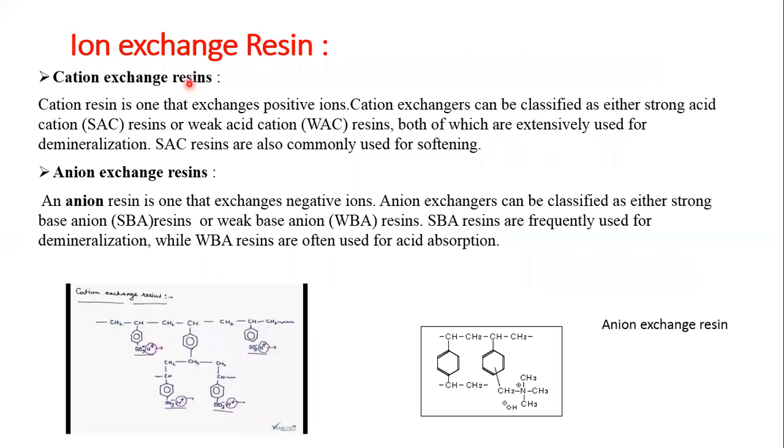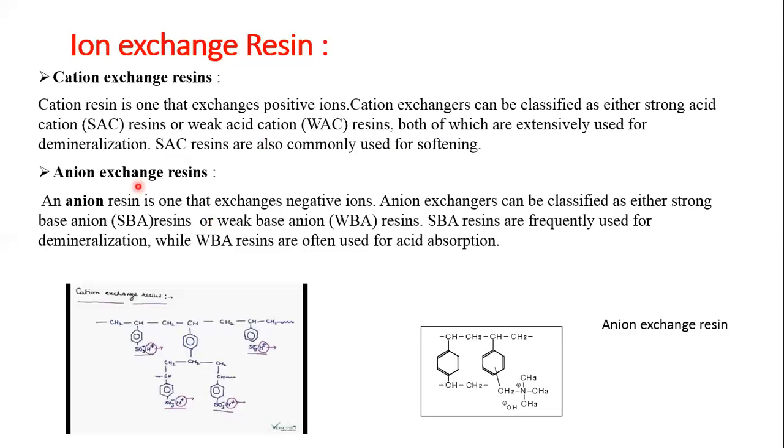Now let us see, there are two types of resin. First, as I mentioned in the last slide, the cation exchange resin and the anion exchange resin we use for this process. Cation exchange resin exchanges only positive ions, while anion exchange resin exchanges only negative ions. Basically, cation exchangers are classified as either strong acid cation (SAC) or weak acid cation resin. Both are used for the demineralization process, but strong acid cation resin is most commonly used for the softening process.